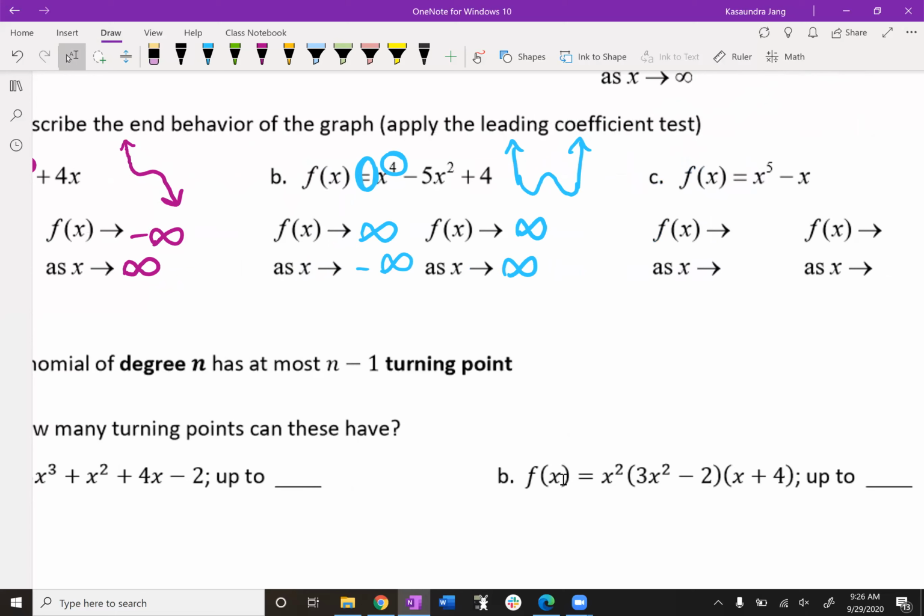Yeah, pretty much, Ethan. Pretty much telling me which direction they're going. So that's why it's called end behavior. Just talking about like those arrows, which way they're pointing.